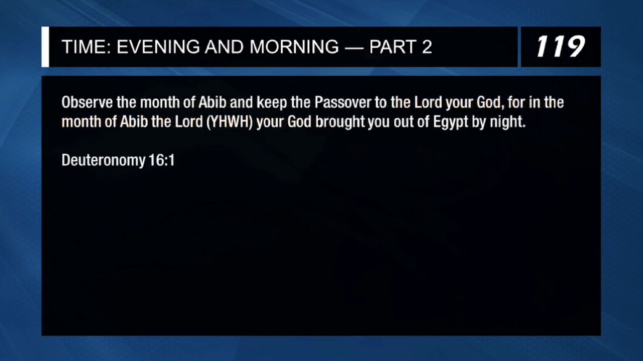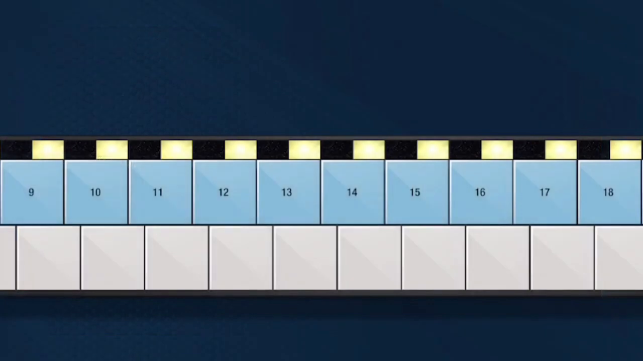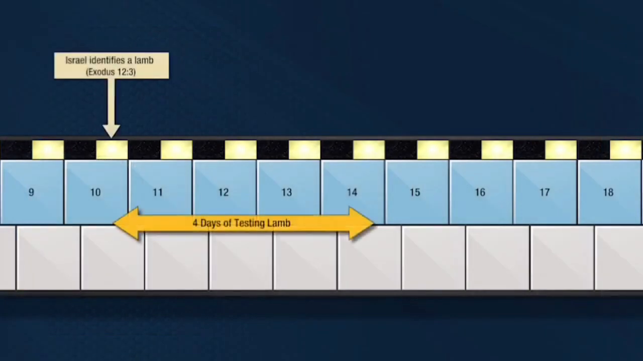Deuteronomy 16 verse 1: Observe the month of Aviv and keep the Passover to Yahweh your God. For in the month of Aviv, Yahweh your God brought you out of Egypt by night. In summary, here's the order of events. Number 1, Israel identifies a lamb on the 10th day of the month. Number 2, Israel sacrifices the Passover lamb at 3 p.m. on the 14th day. This is called the day of the Passover.